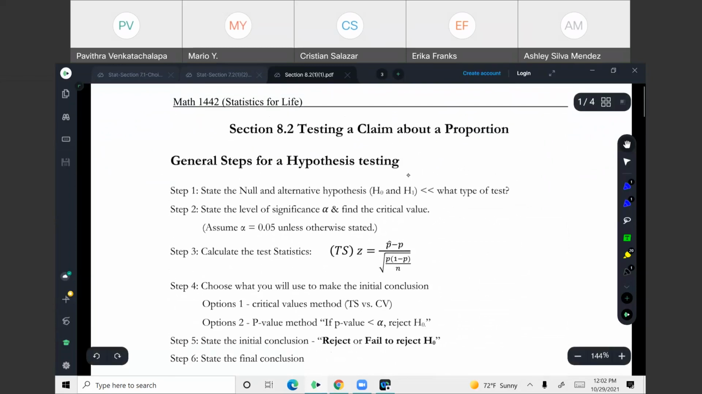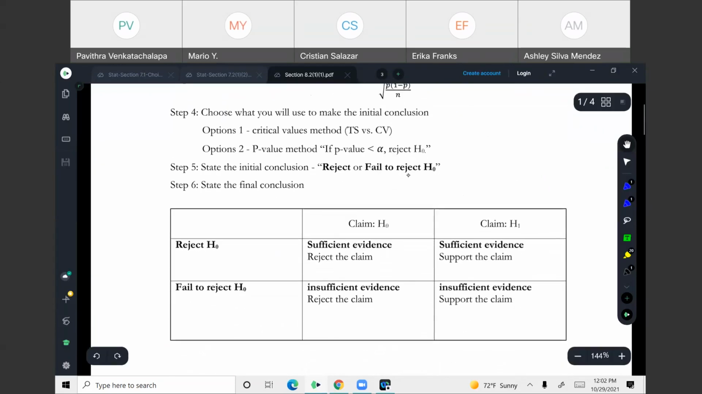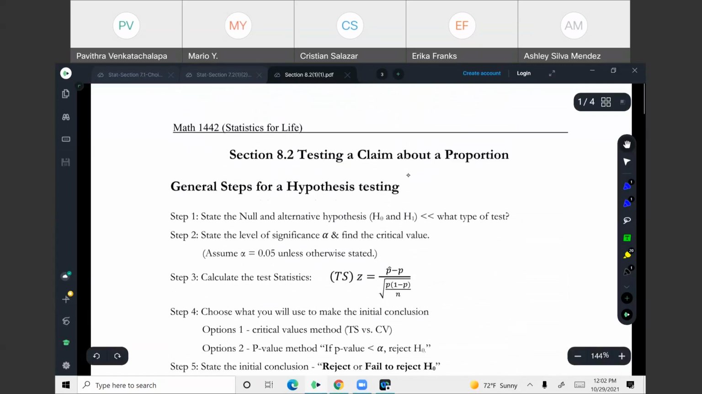So in these further sections, we will have an example. You will be given a claim, and from that you have to build up a final conclusion. Okay, so we will have two things to do here. You will have a claim about a proportion, that is one example, and you will have a claim about a mean. Okay, so we will be doing both the examples today.